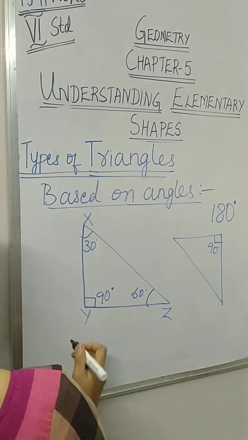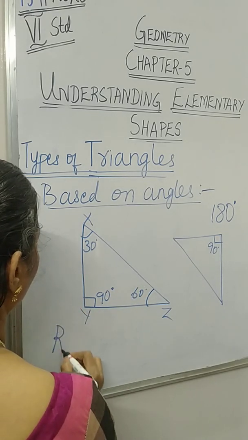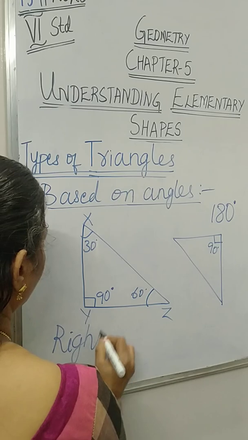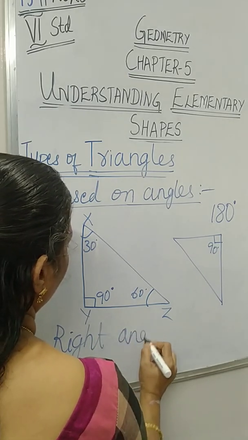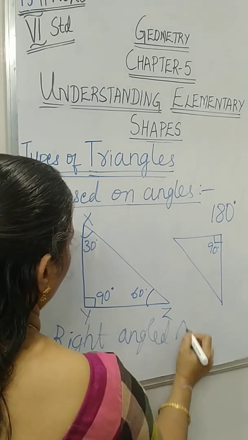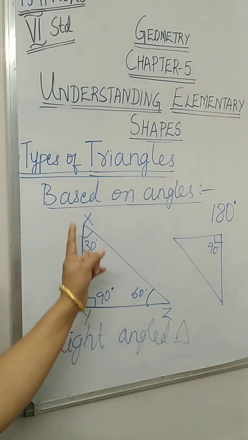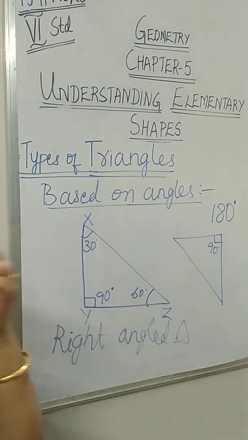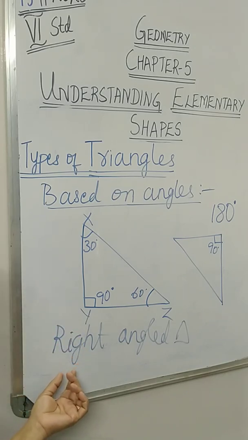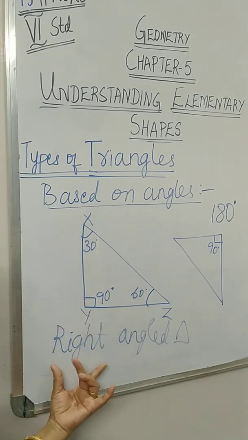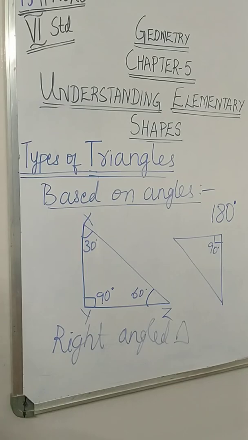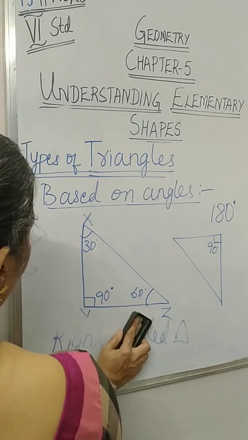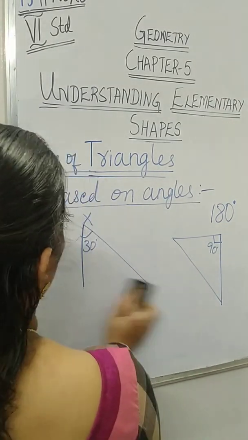So, if one of the angles is 90 degree, you don't have to see the other angles. That type of triangle is called right angled triangle. Here also it is right angled triangle. If it is in L shape, look here, there also it is L shape. L shape is 90 degree. 90 degree is right angle. So this triangle is called right angled triangle. That is the second one we have learned. Let's move on to the third one.